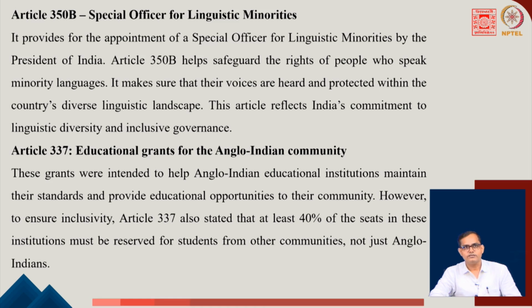Article 337, that is educational grant for the Anglo-Indian community. These grants were intended to help Anglo-Indian educational institutions to maintain their standards and to provide educational opportunities to their communities. However, to ensure inclusivity, Article 337 also states that at least 40% of the seats in these institutions must be reserved for students from other communities, not just for Anglo-Indians.